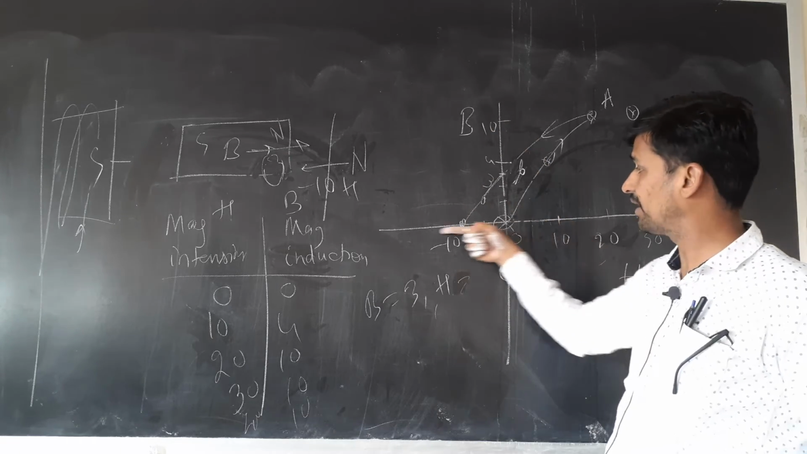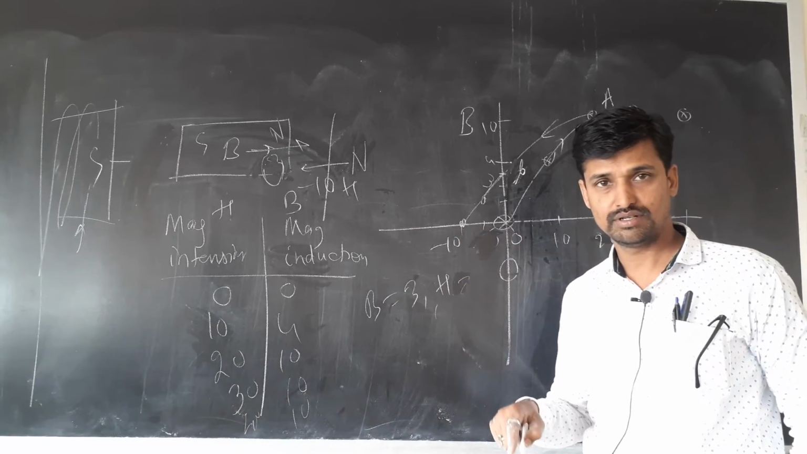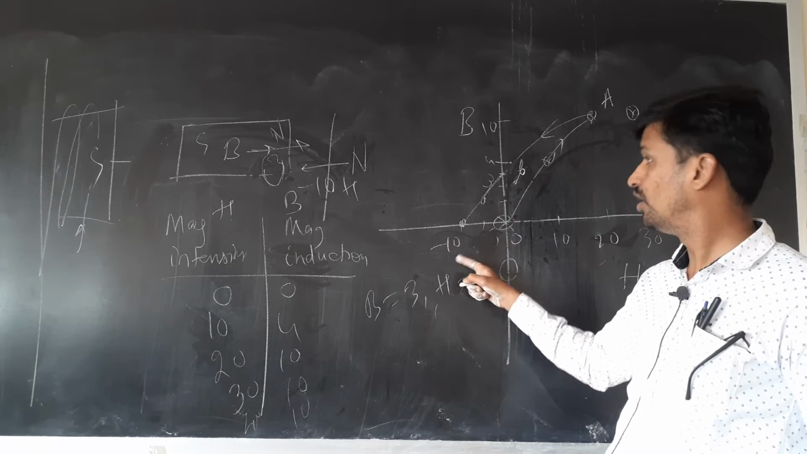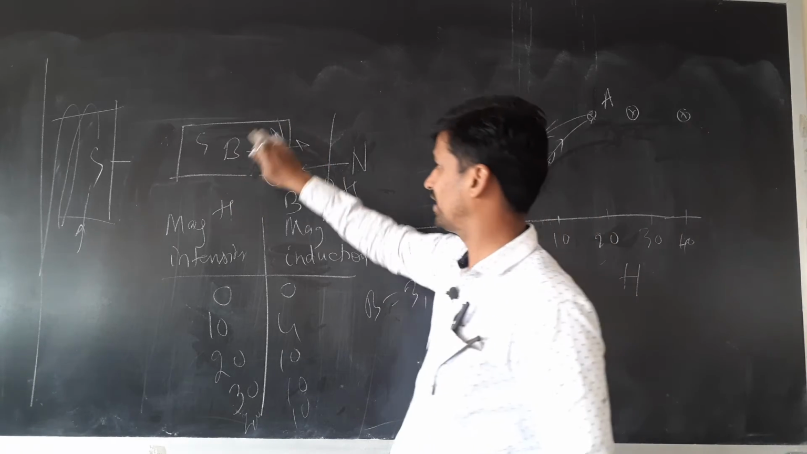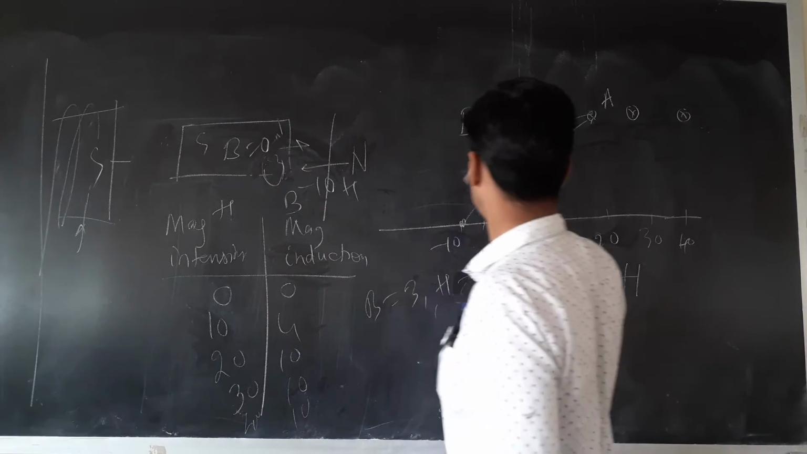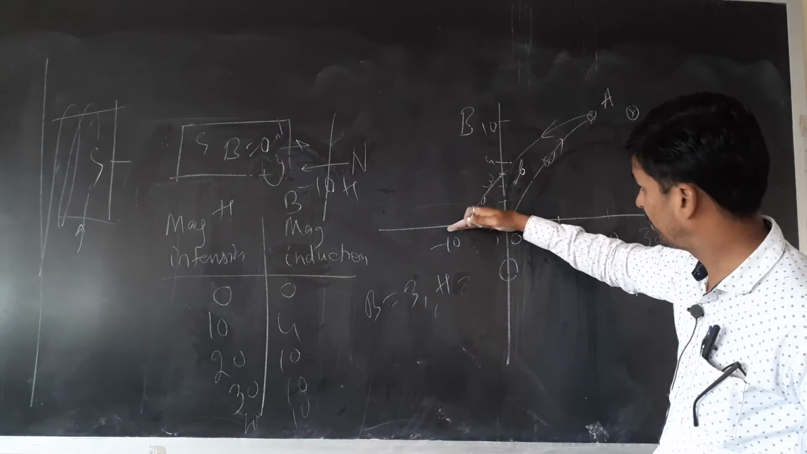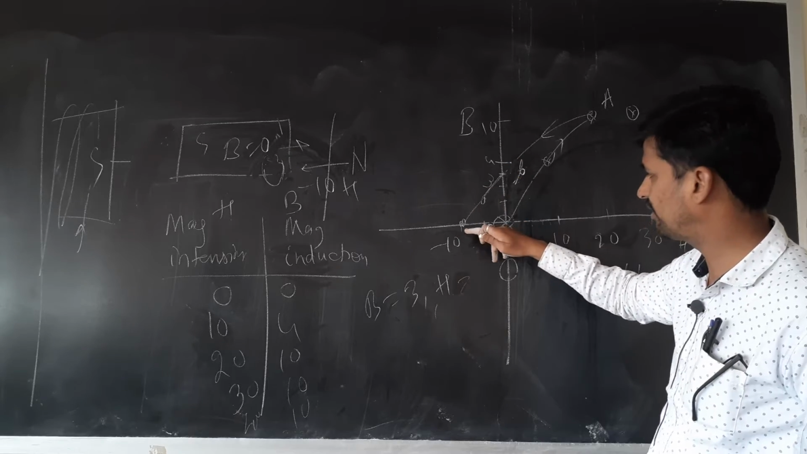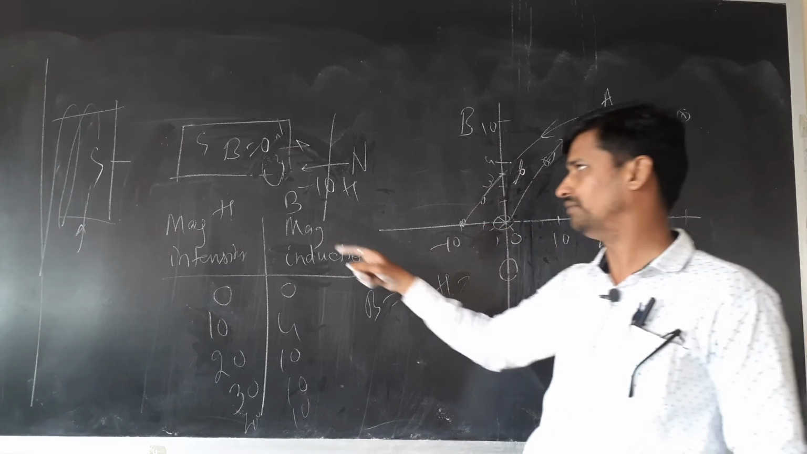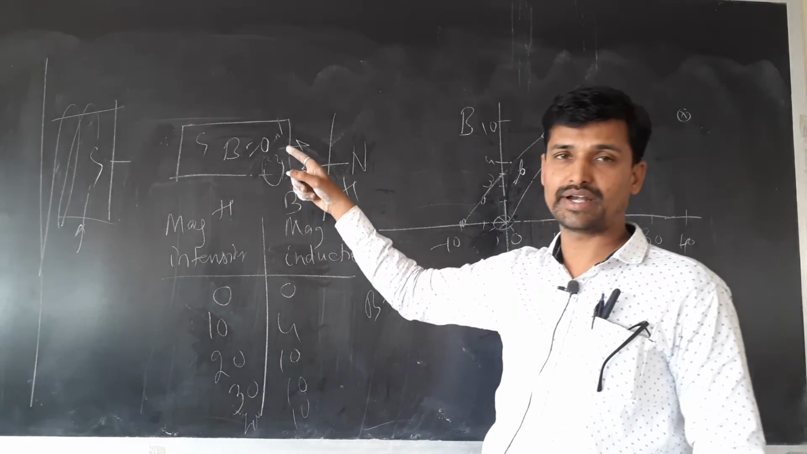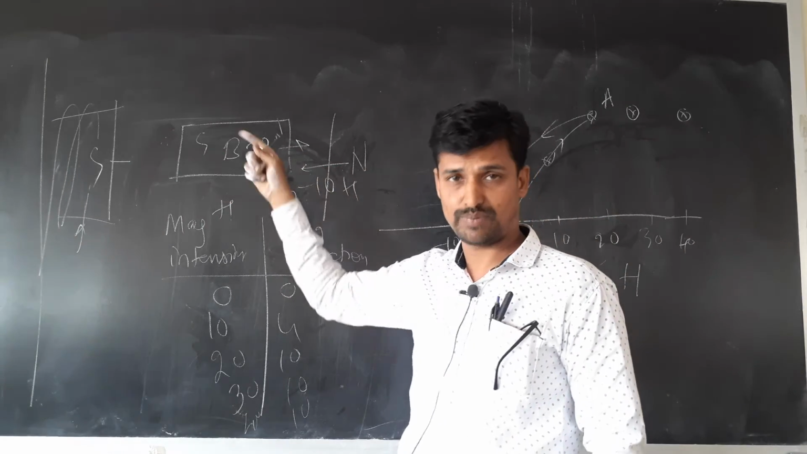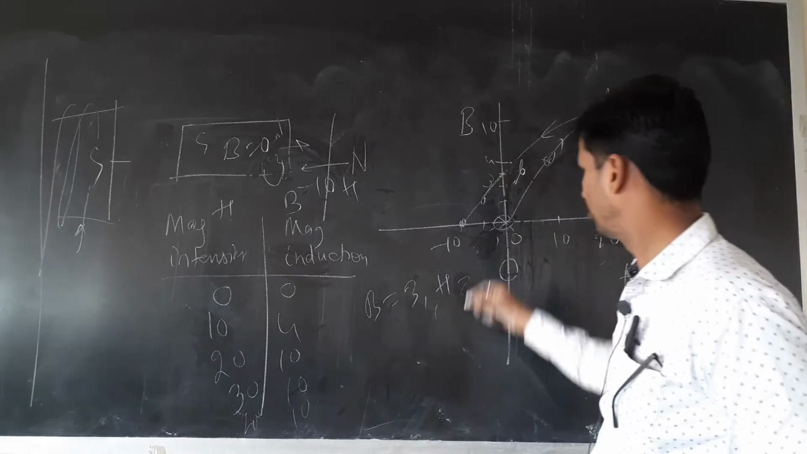How much reverse magnetic intensity has to be applied to completely demagnetize? Demagnetize means B should become how much? 0. B goes 10, 4, 3, 2, 1, 0 here. To completely demagnetize the substance, the reverse magnetic field which is applied is called the coercive field.